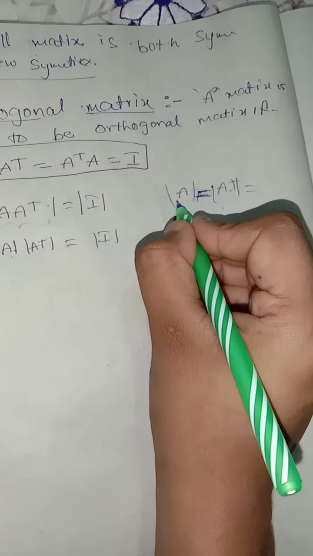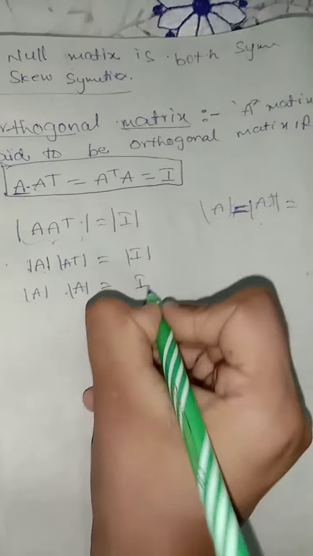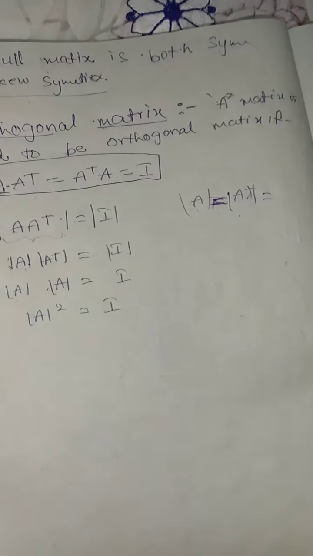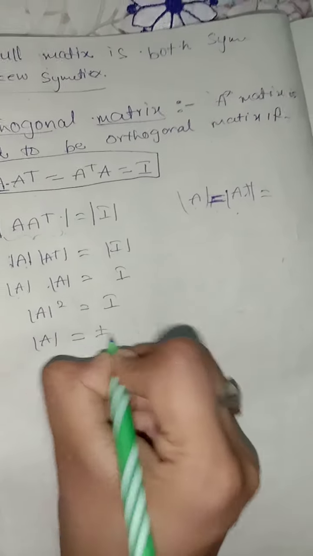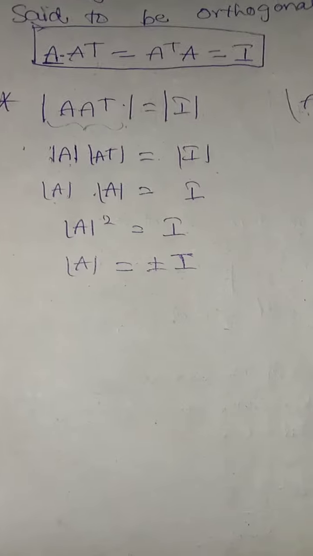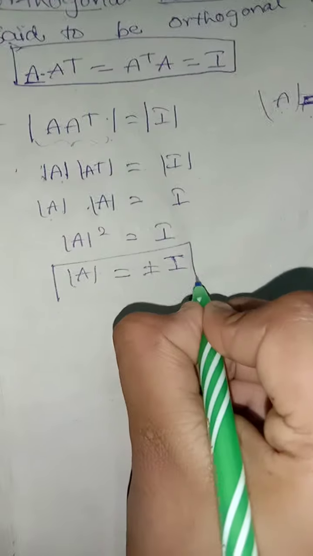So now det of A equals det of A transpose. So I just say that the product equals I. Then the whole square equals I. Okay. Then what is the determinant value of A? Determinant value of A is plus or minus 1. Okay. This is important.